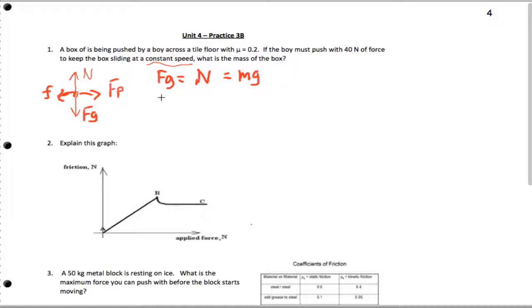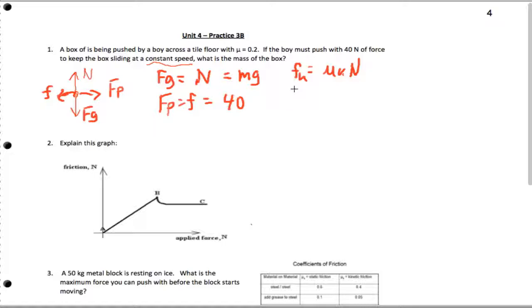And we also know that the pushing force has to balance the friction force since we're moving at constant velocity. So we have a 40 Newton force. Finally, we know that friction is f equals mu N. So let's go ahead and put all this together and see what we can get.